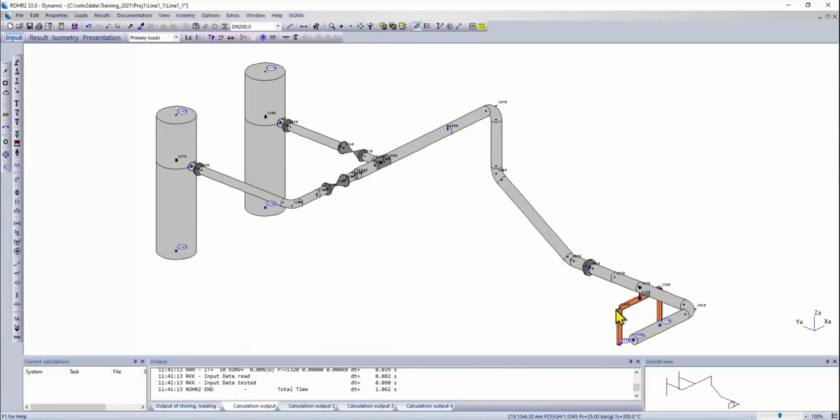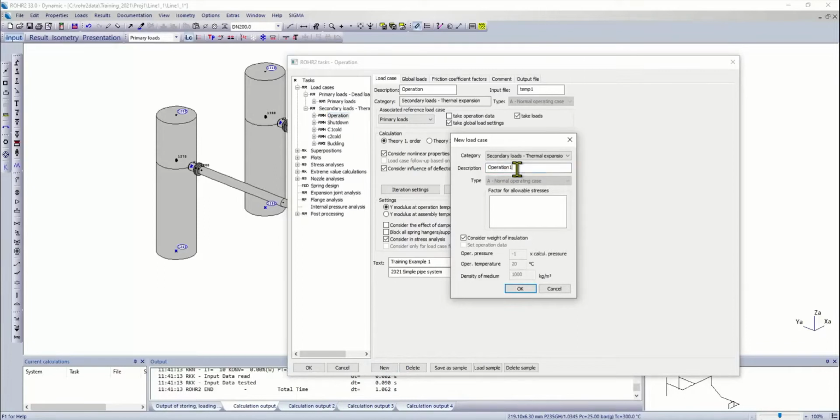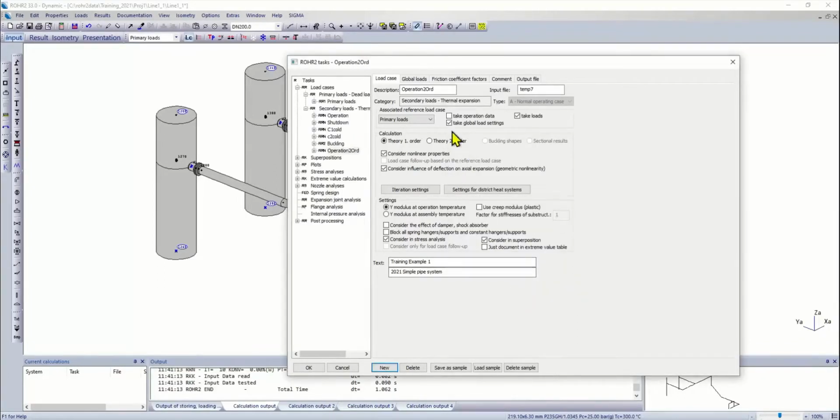This ordinary piping system has three ends and some supports, and I just want to see what is the difference on such a system between linear first order theory and second order theory. So I will go directly to the load case definition and take, for example, the operating case here, create a new one, call this operation second order, and basically use exactly the same loads but calculate it based on second order theory.